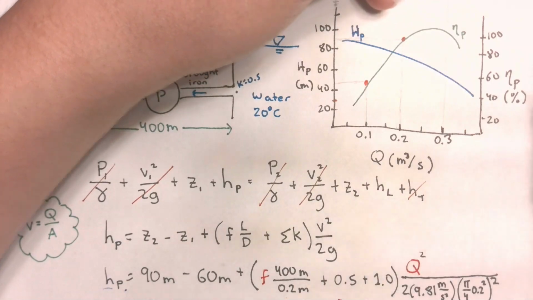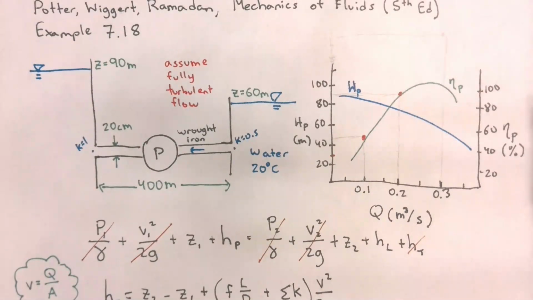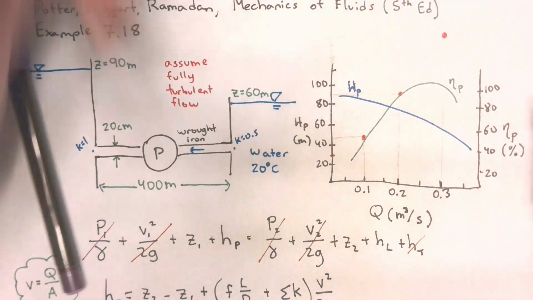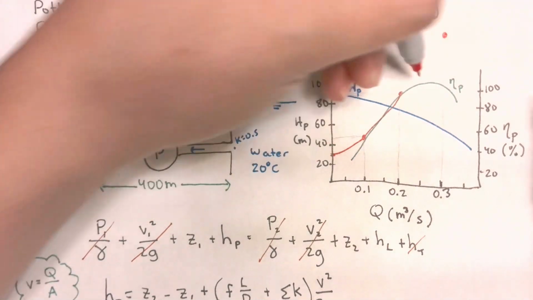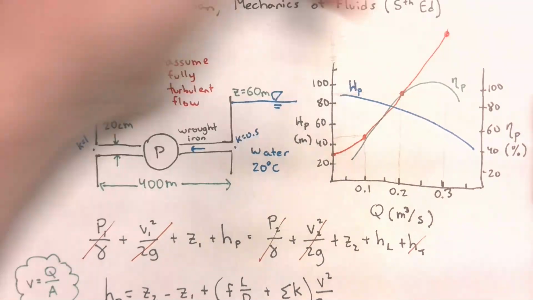So somewhere around here. Good. Now why am I drawing this one? Because I want to get a good feel of what my curve will look like. Something like this.